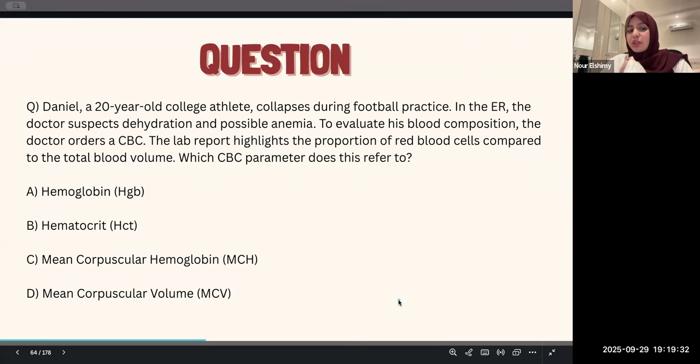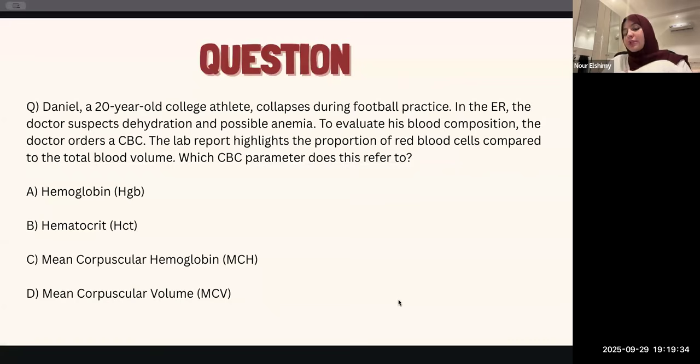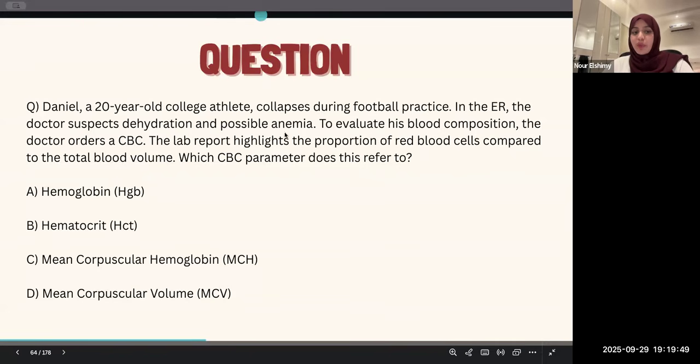Danielle, a 20-year-old college athlete, collapses during football practice. In the ER, the doctor suspects dehydration and possible anemia. To evaluate his blood composition, the doctors ordered a CBC. The lab report highlights the proportion of red blood cells compared to the total blood volume. Which CBC parameter does this refer to?